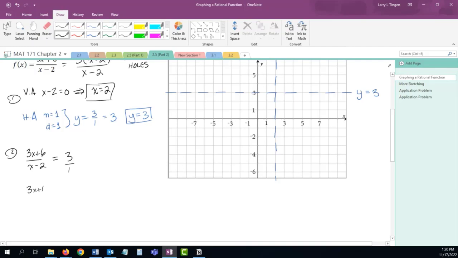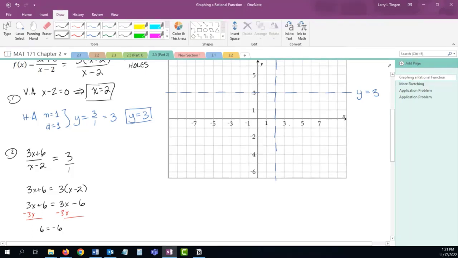I end up that if these two fractions are equal, this rational function is equal to this ratio, then 3x plus 6 times 1 must be the same thing as 3 times x minus 2. 3x plus 6 is equal to 3x minus 6. Get x by itself, right? So subtract 3x from both sides. And now I have 6 is equal to negative 6. That is false, correct? 6 does not equal negative 6.